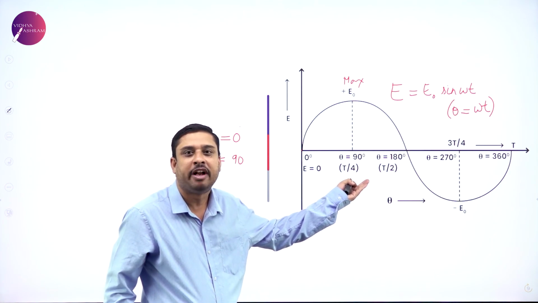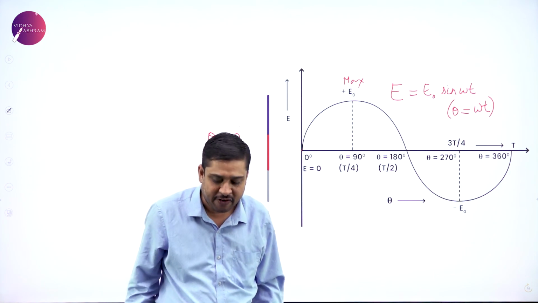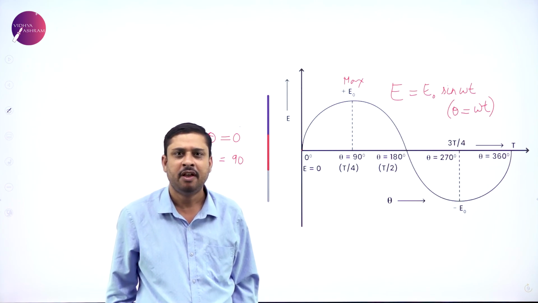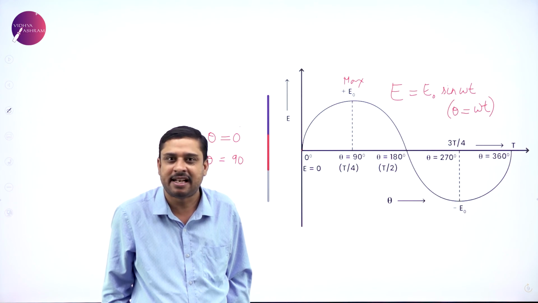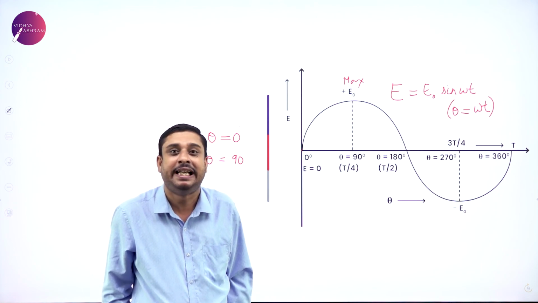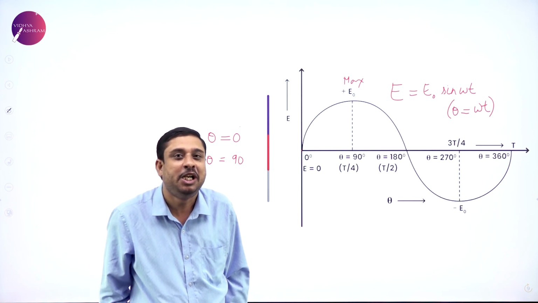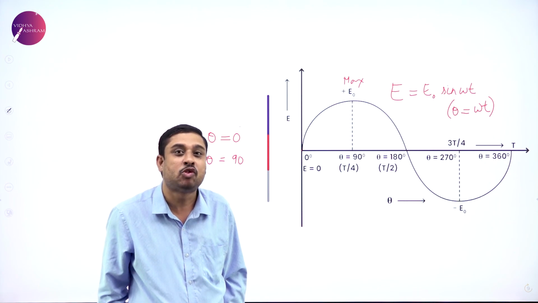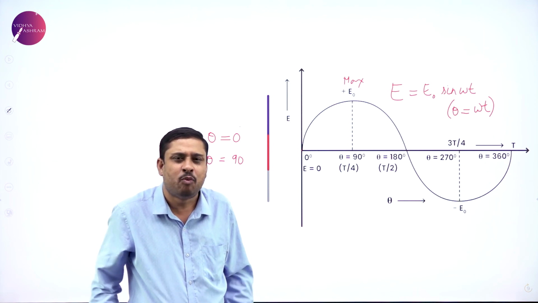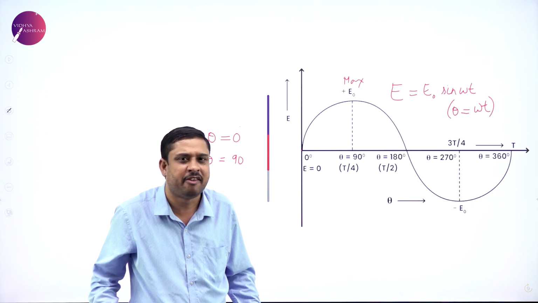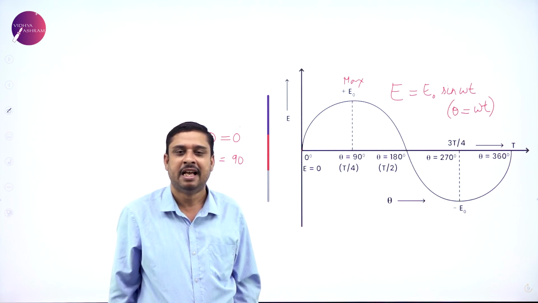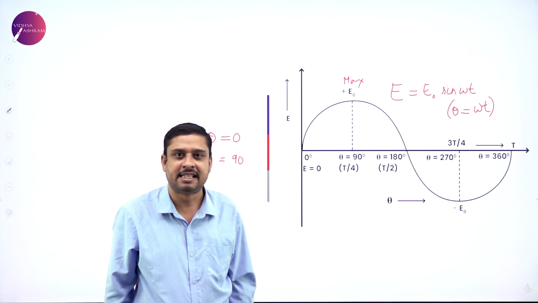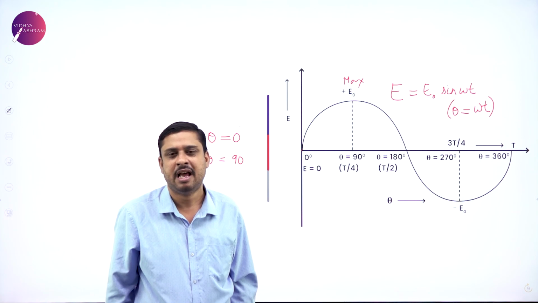So my dear friends, as I told, we have understood how an AC generator and AC dynamo can induce a sinusoidal EMF. And what is the nature of that EMF? How does an alternating current behave? What are its applications? That is what I'll discuss in my next session.